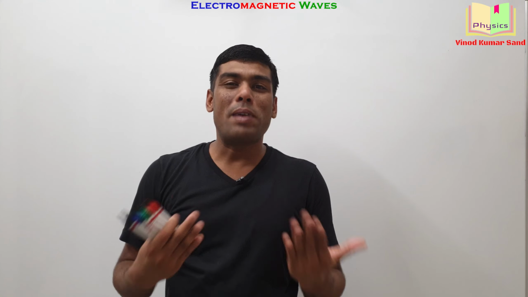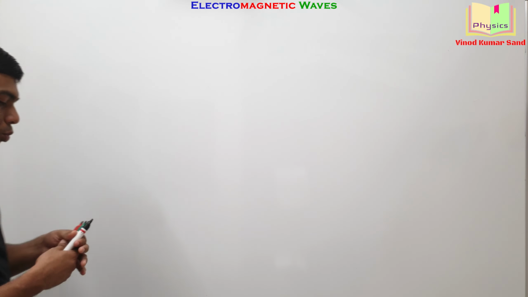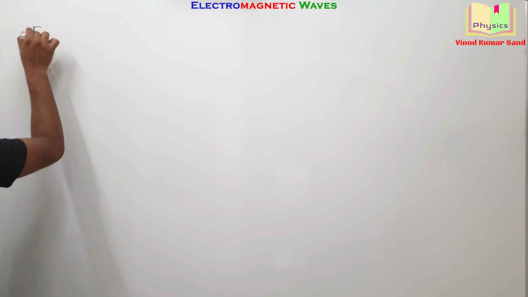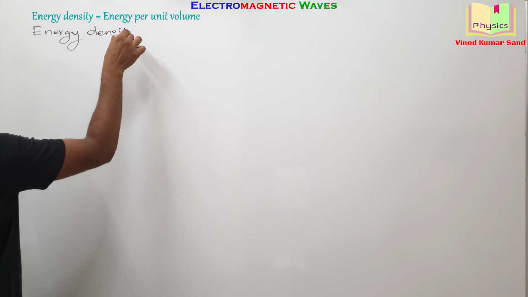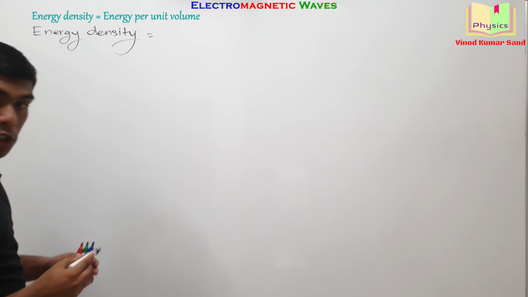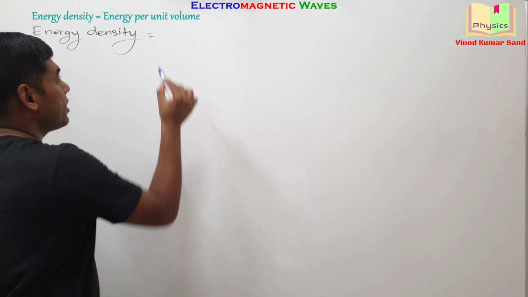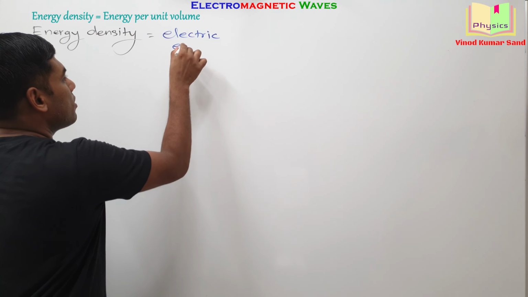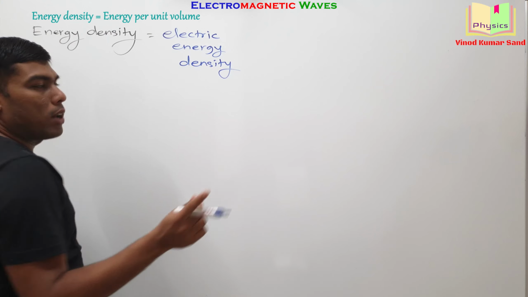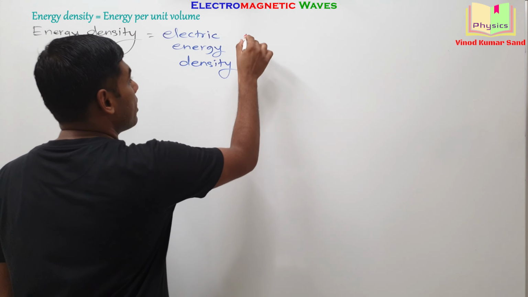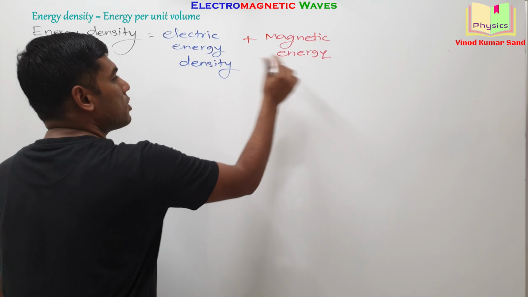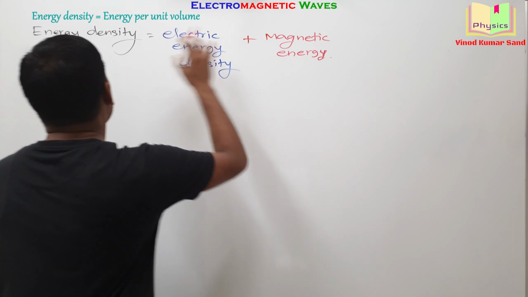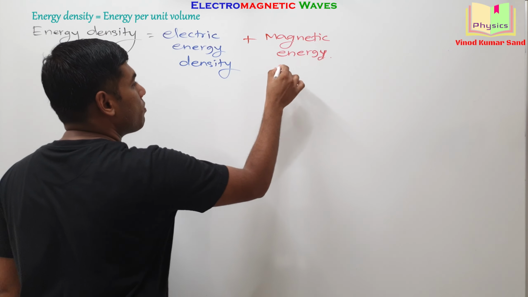Now we'll derive a mathematical expression for the energy density of an EM wave. So let's see it here. The energy density of an EM wave will actually be the summation of the electric energy density and the magnetic energy density. In an EM wave, both electric and magnetic fields are oscillating simultaneously. So sum up these two energy densities and you'll get the energy density for the EM wave.